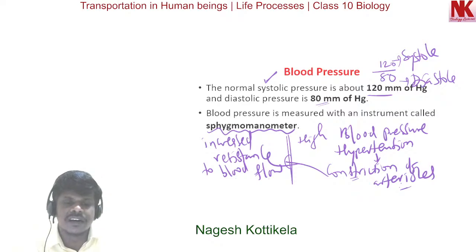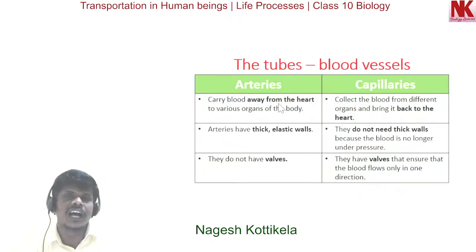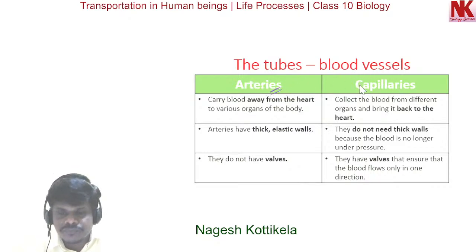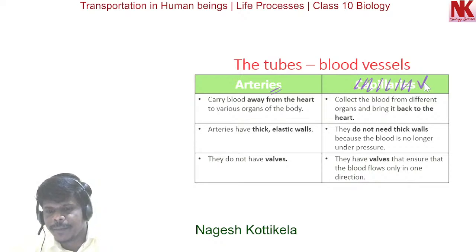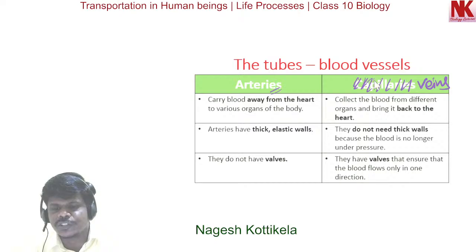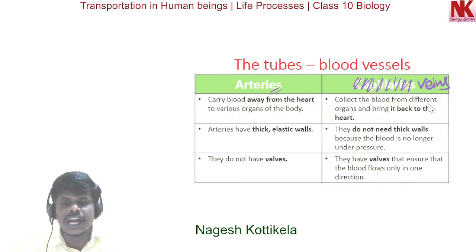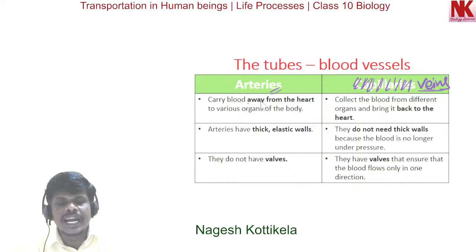Till now we discussed the heart and the blood. Now the tubes, the blood vessels, let's discuss a few aspects about these, mainly arteries and veins. Arteries carry blood away from the heart to various organs of the body. Generally they carry oxygenated blood.